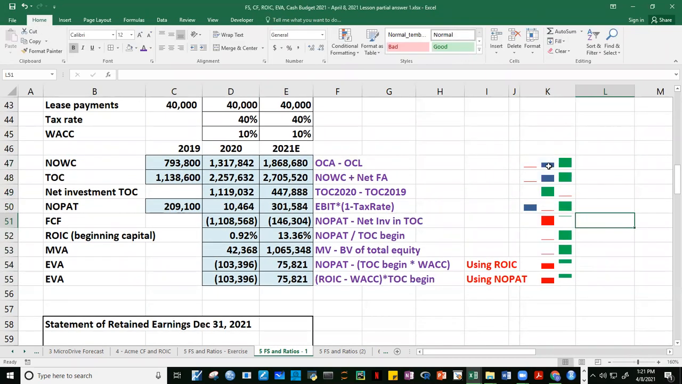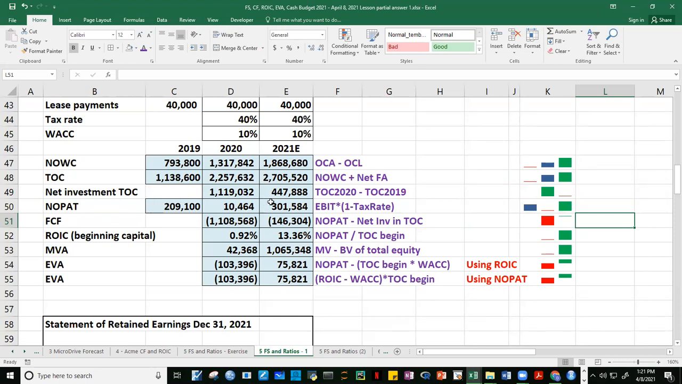Okay, so we can see the movement, no? Yung net operating working capital natin, it has been increasing over time. Ganon din si total operating capital, which is good kasi ibig sabihin, management, the company, the firm is providing management with increasing capital, no? Operating capital.